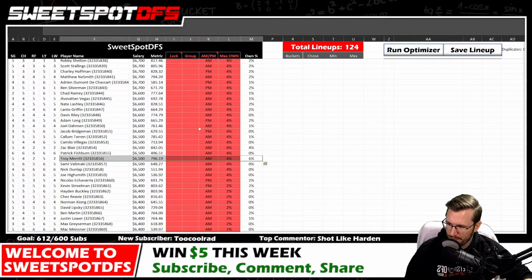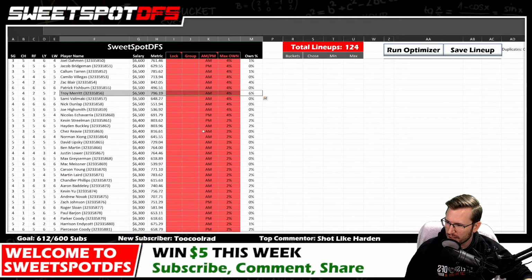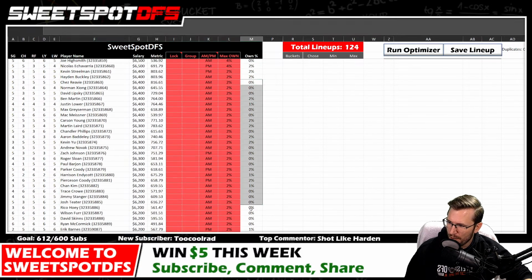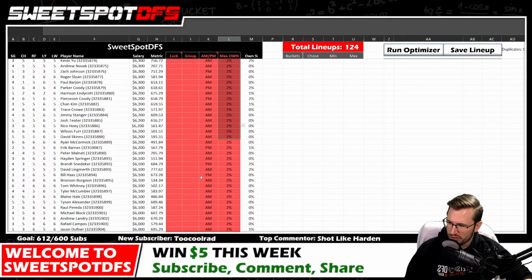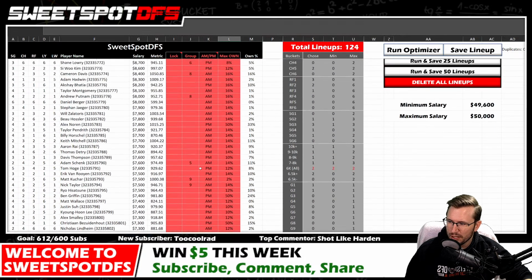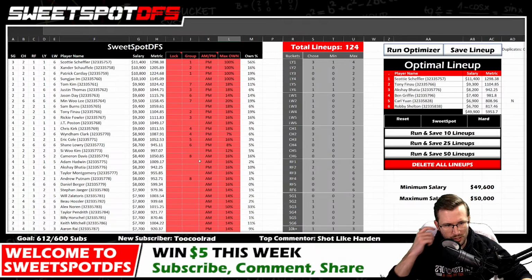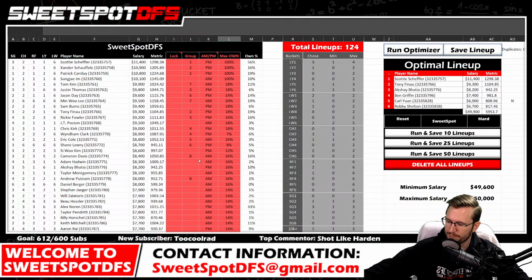I liked Troy Merritt. I think I anchored him into a couple lineups, but you can see how much I own him versus the exposures. Most of them are spot on, 2%, 1%. Never fall in love with a 6K golfer, but never disrespect one. So that's kind of how I do my exposure levels.